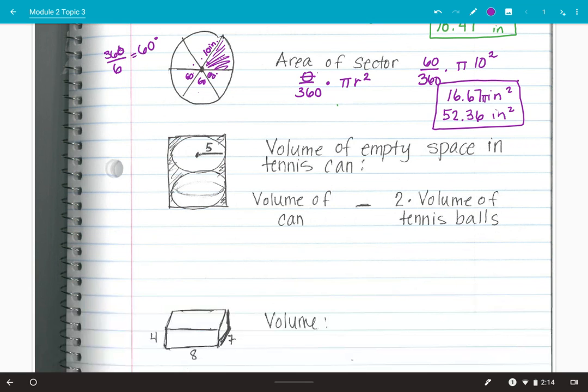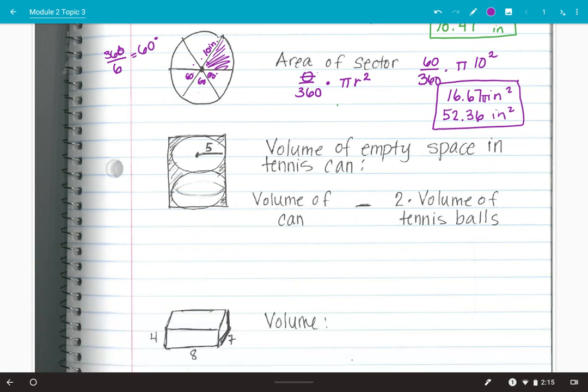Now, what we want to do is find the empty space. So what we're going to do is find the volume of the can. Then we're going to take out the volume of the two balls, which are spheres. So the first thing we need to do is make sure we know the formulas for these.